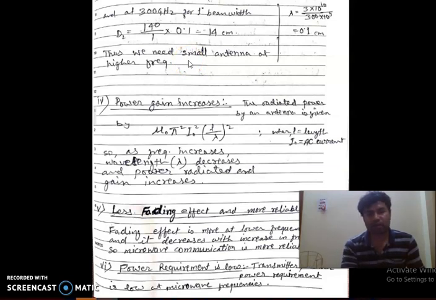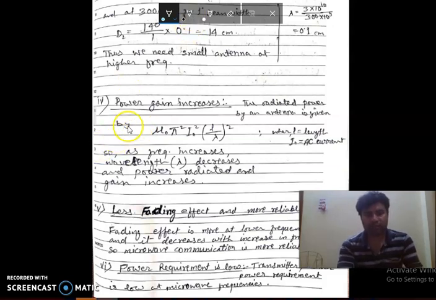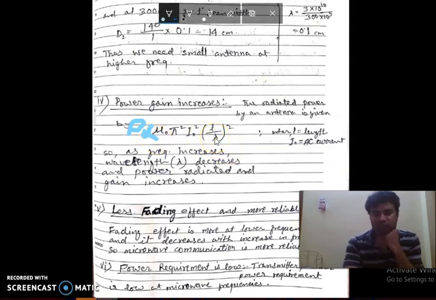The next advantage is that power gain increases. The radiation power is given by this formula, and as the frequency increases, wavelength lambda decreases, and the power will increase. P is inversely proportional to wavelength. So when wavelength decreases, the power will increase, so the gain of the antenna will increase.